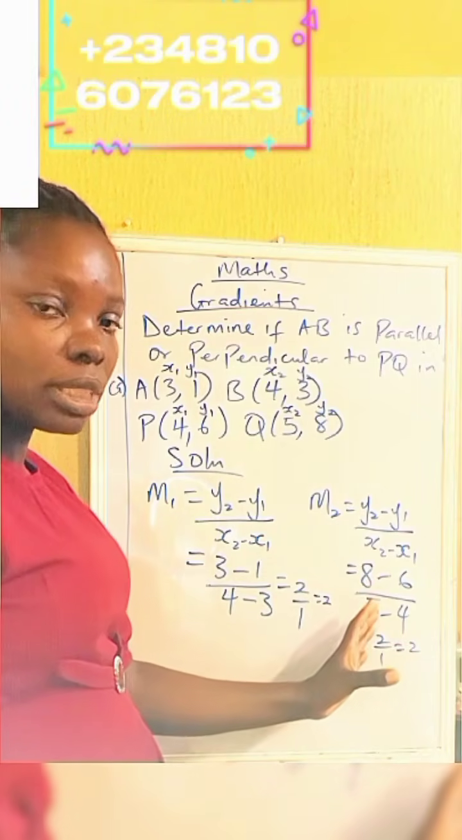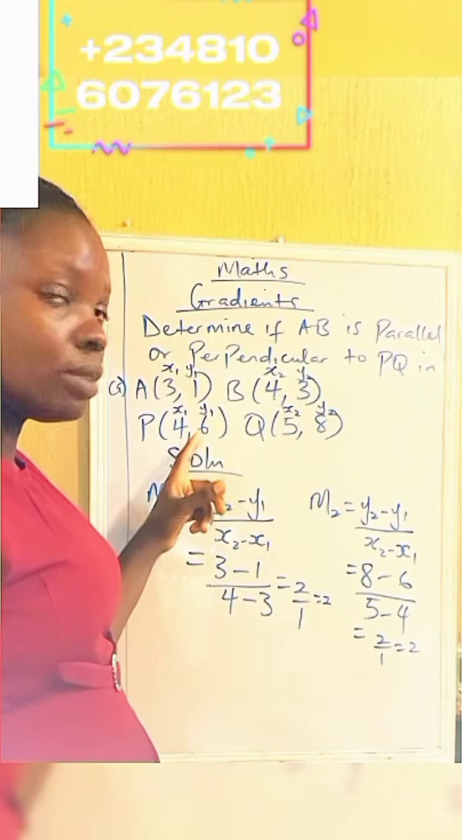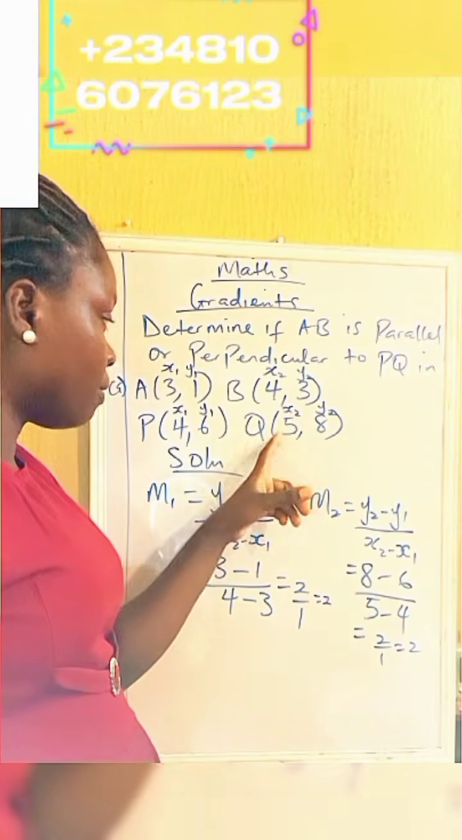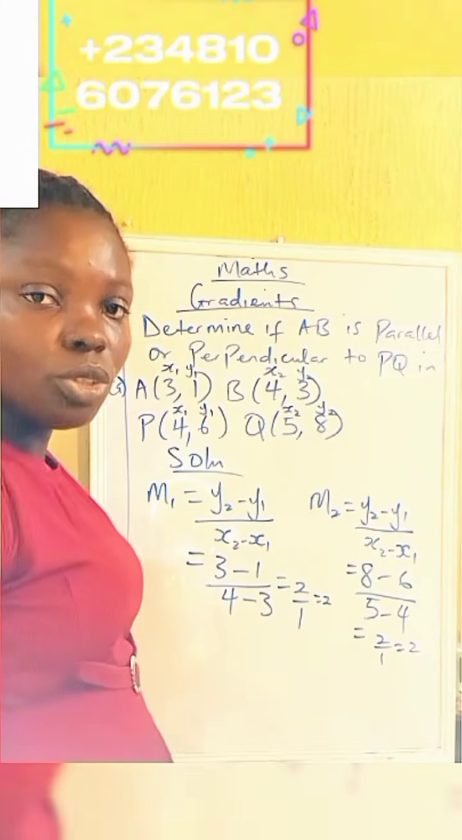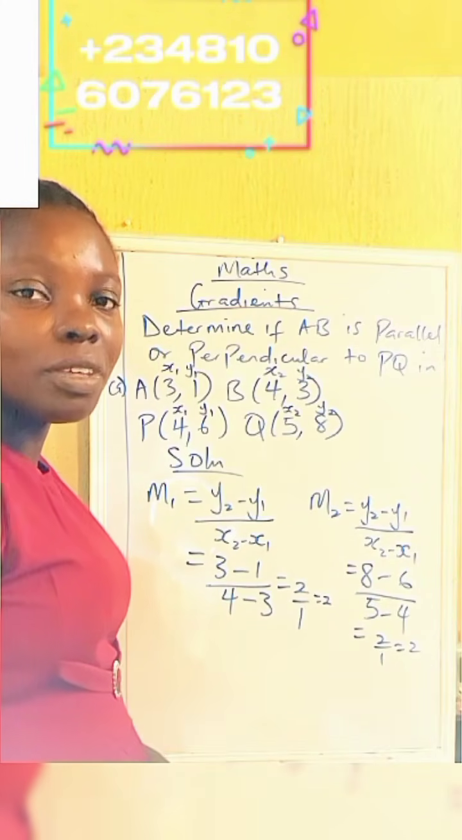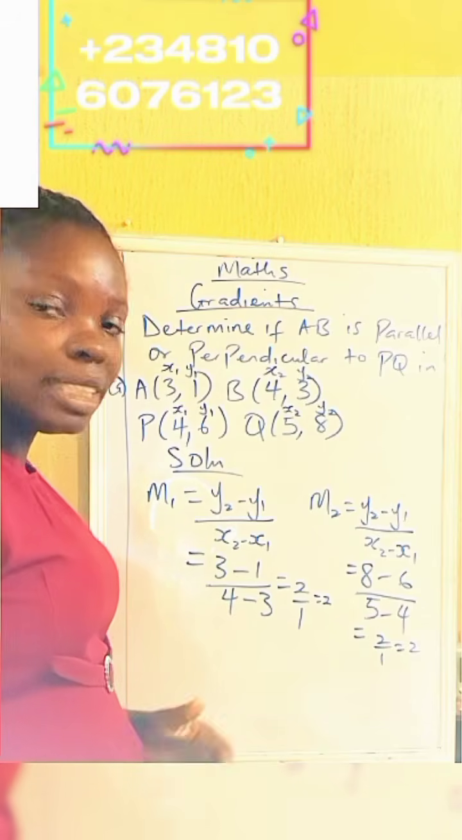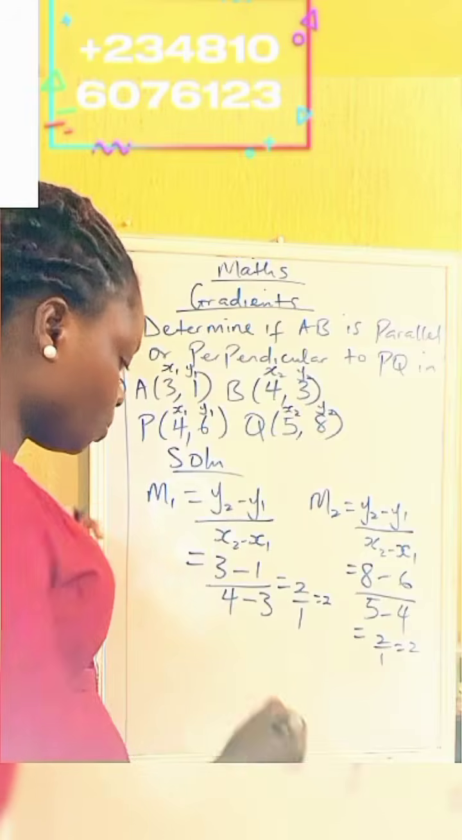Likewise for M2, I do the same. Line PQ: my y2 minus y1 here is 8 minus 6, and my x2 minus x1 gives me 5 minus 4. I also got 2. So I got equal gradients. M1 equals M2. Don't forget, I told you when you have equal gradients, then that line is parallel to each other. So AB is parallel to PQ.